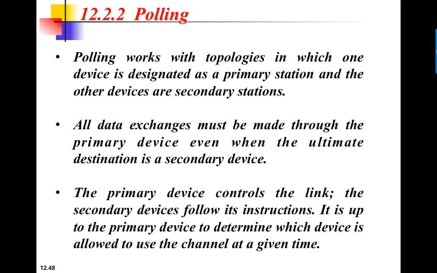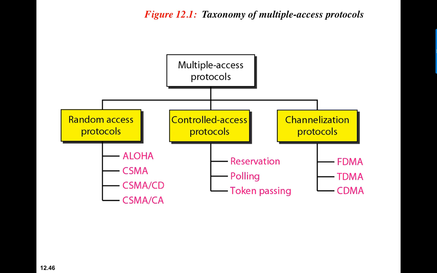Bismillahirrahmanirrahim. So we have finished with random access protocols, except for CSMA CA. We are now looking at the next type, which is controlled access protocols. And in controlled access protocols, we are specifically looking at polling.